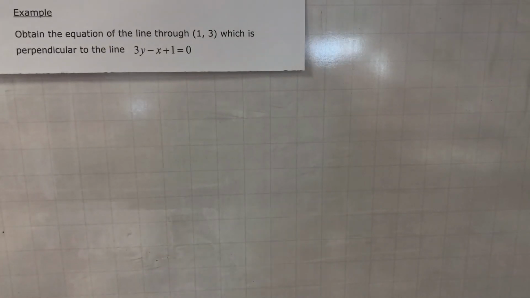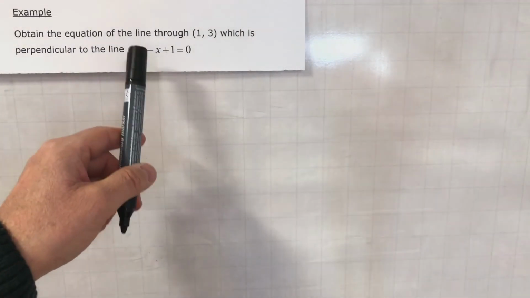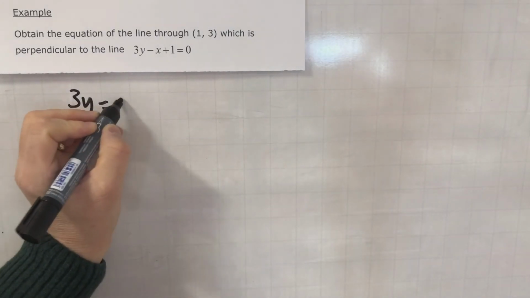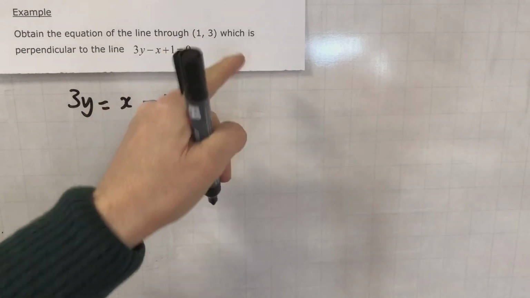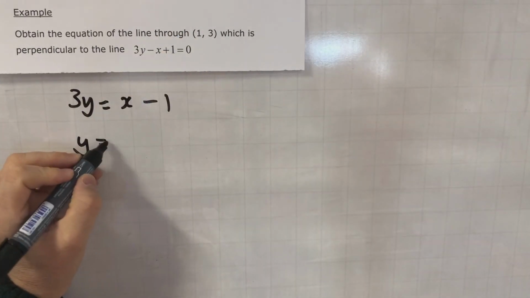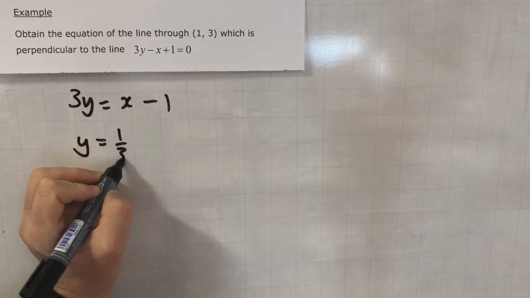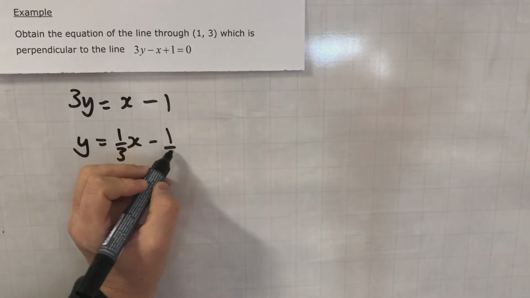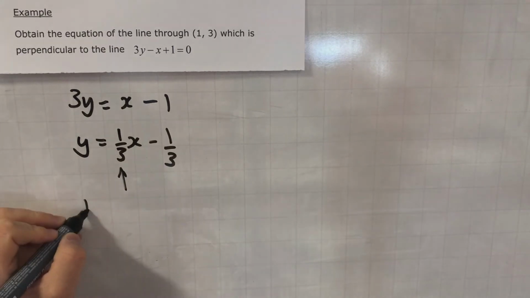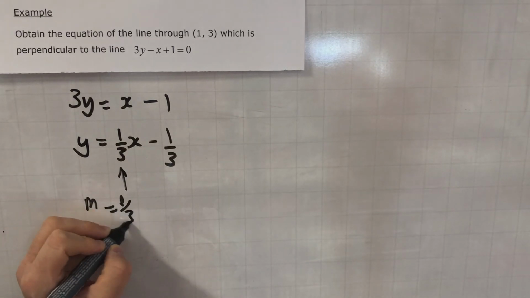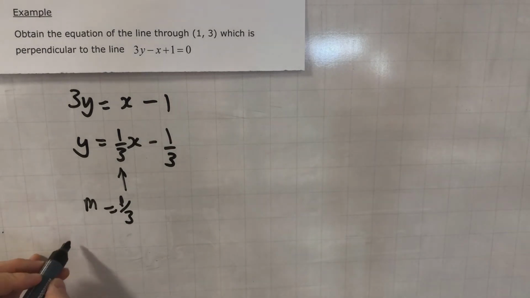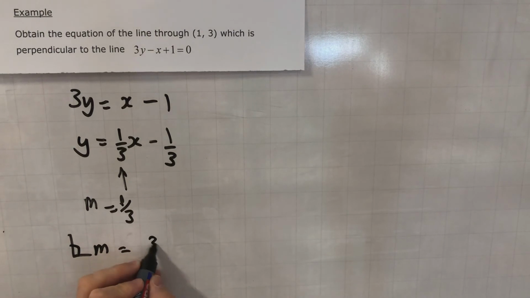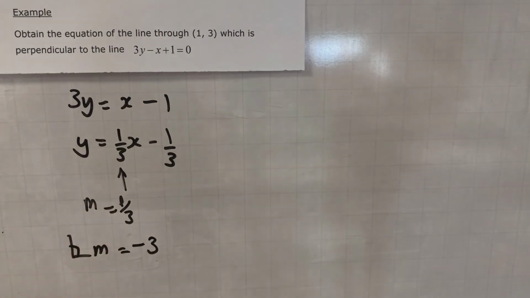Similar to the last question, we first of all need to establish what the gradient of this line is. So 3y is equal to x minus 1, moving the x and the 1 to the other side. So y is equal to, divide by 3, we end up with 1/3 x, x divided by 3, which is 1/3 x, take 1/3. So the gradient of this line is 1/3. That means that the perpendicular gradient will be the reciprocal of that, which is 3. That was a positive gradient, so our gradient is negative.